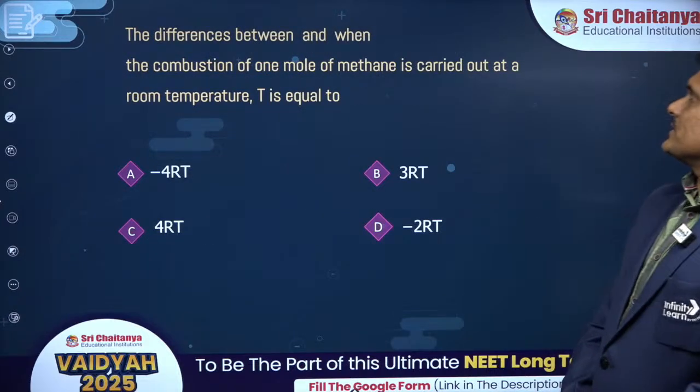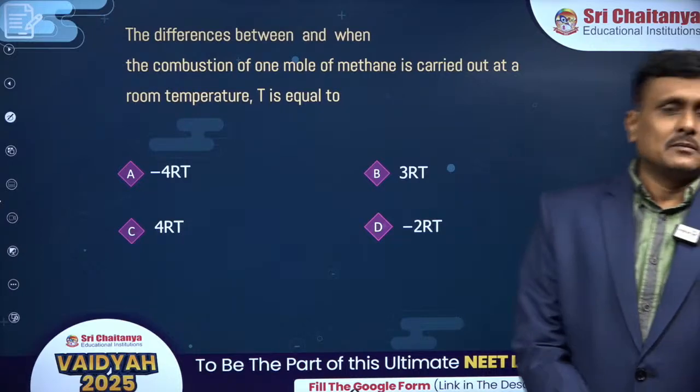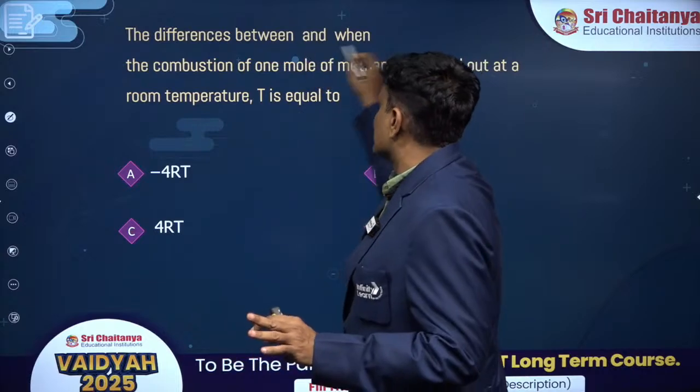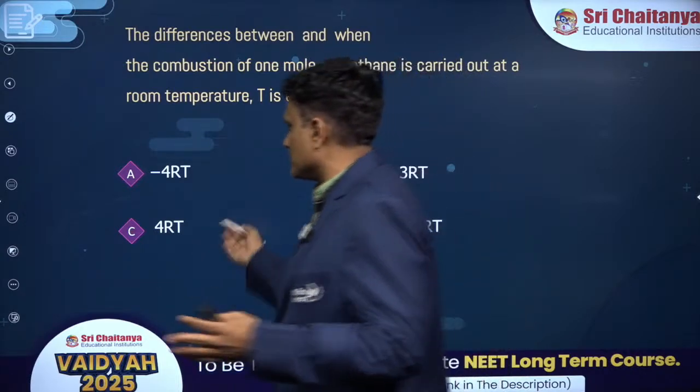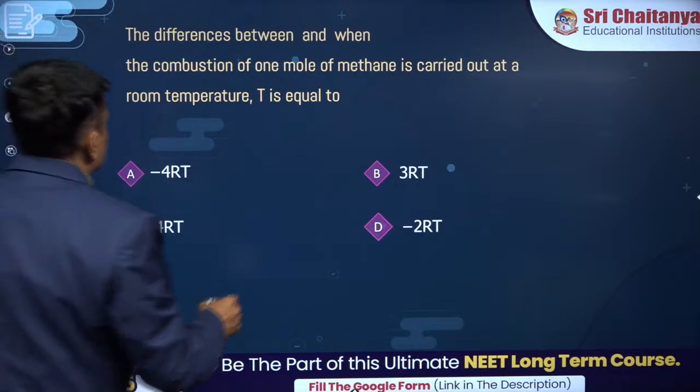The difference between what is what, when the combustion of 1 mole of methane is carried out at room temperature, maybe delta H and delta U. Something is missing here, right? Maybe delta H and delta U, because you can see the answers are in terms of RT. You see, what you are burning here is methane, isn't it?